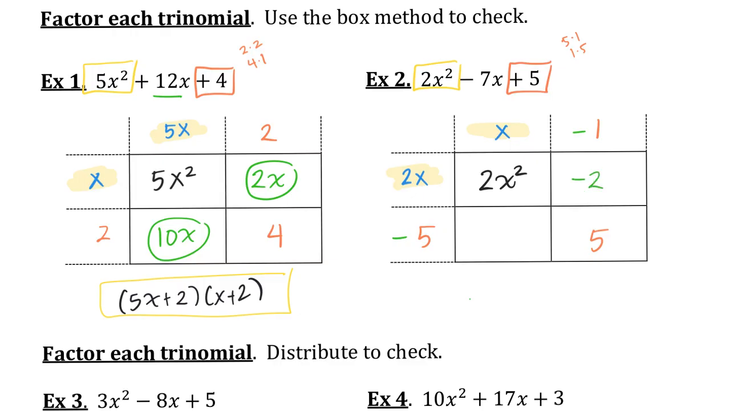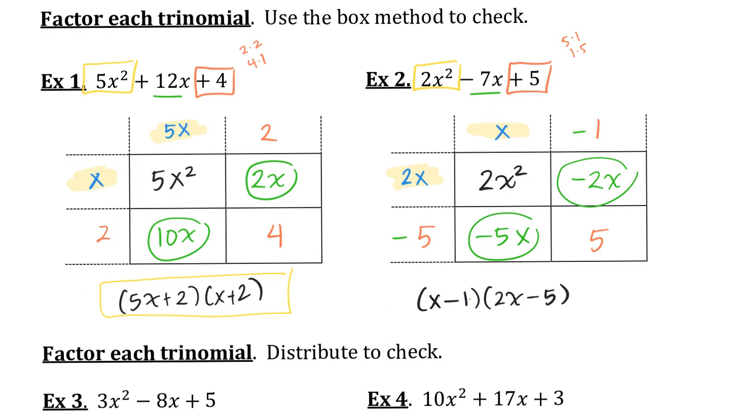Okay, that's negative 2x, negative 5x. If I do negative 2x plus negative 5x, I do get negative 7x. Okay, so this way is working. Let me list the two factors because that's my answer, is the two things I multiplied. Okay, and the order you put them doesn't matter.